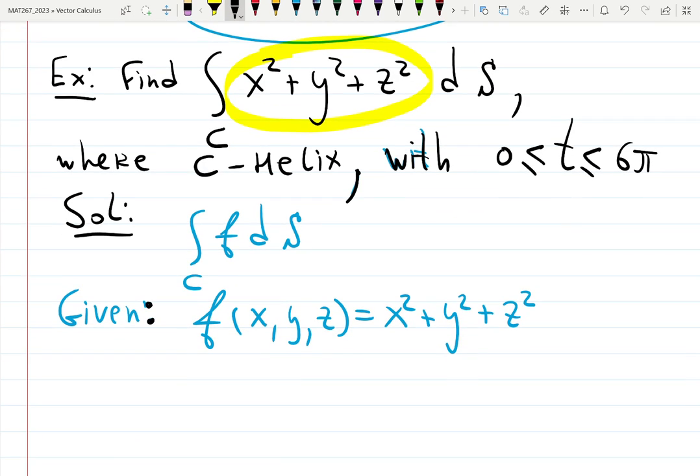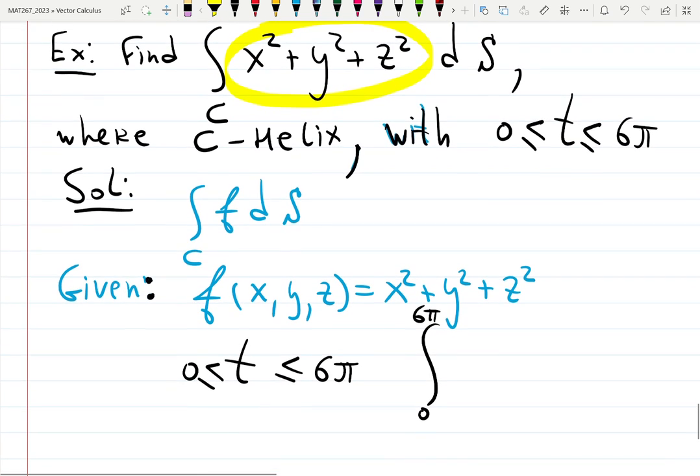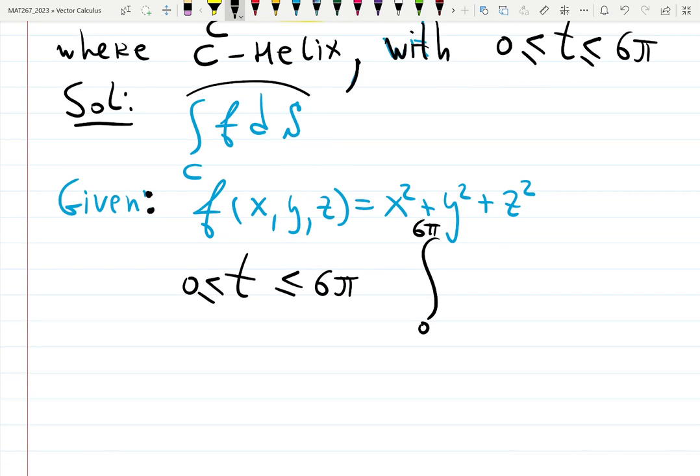F is given. t is from 0 to 6 pi. That will go into the integral from 0 to 6 pi. Nice. Because at the end of the formula is dt, if you can see. So we're integrating with respect to t. The only thing missing is we need to get rid of x, y, and z and rewrite it in terms of t. So we're trying to figure out this formula.